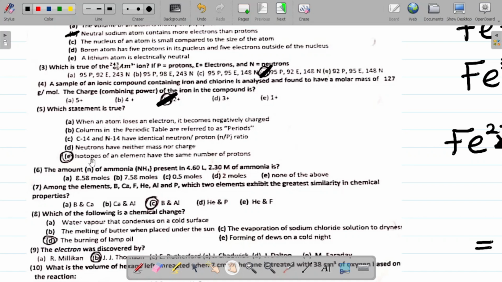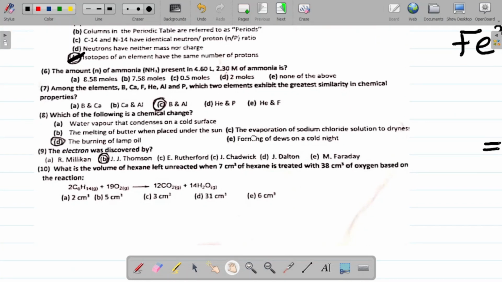E says isotopes of an element have the same number of protons. Of course, isotopes of an element have the same atomic number but different mass number. And since atomic number is decided by the number of protons, if isotopes have the same atomic number, we can say they have the same number of protons. So the answer is correct, E. So E is the answer to this.